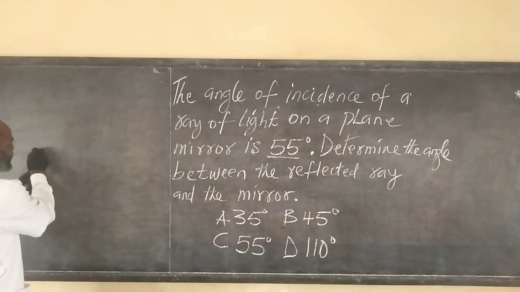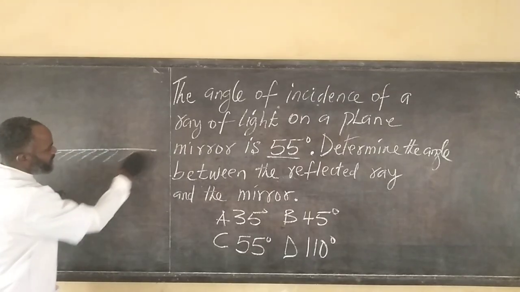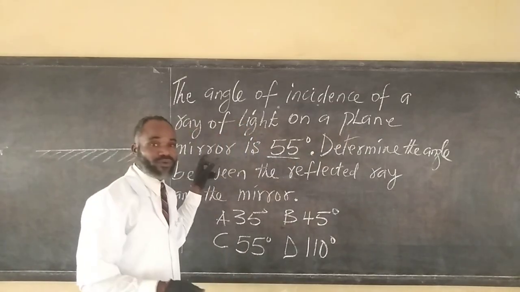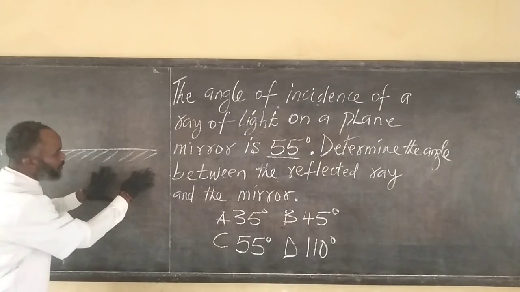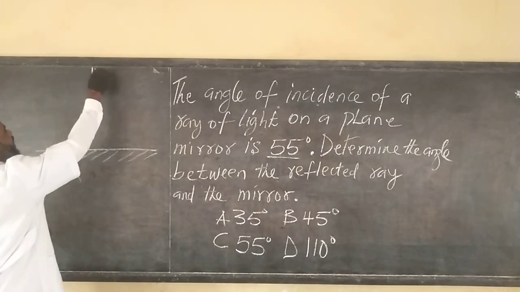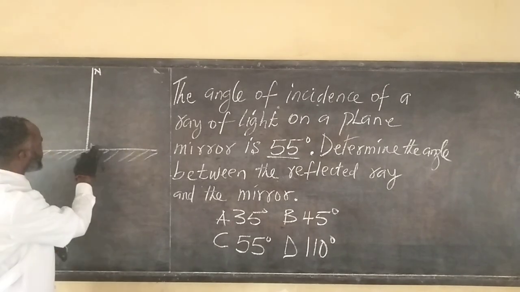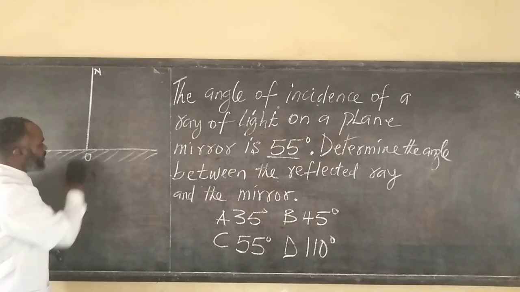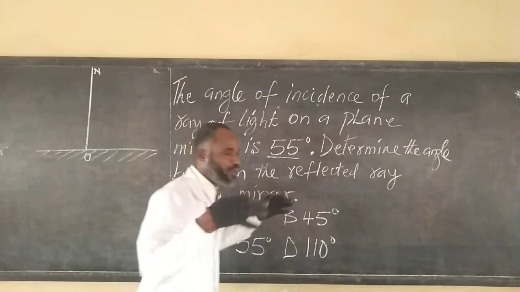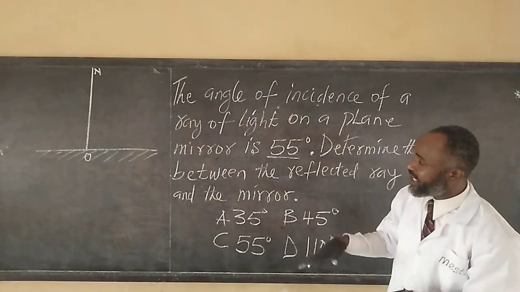This is a plane mirror. Let's use this to represent a plane mirror, right? Of course, you know we have a normal. This is N, and this is O. This is O here. That is the normal. This line is called the normal, and the normal is always perpendicular, meaning making angle 90 degrees to the surface of contact, right?